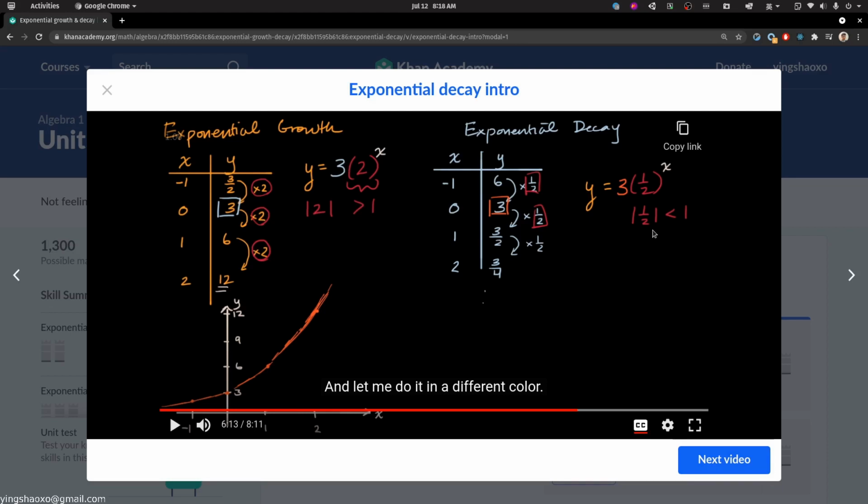But if you have a factor that's less than 1, then each time the new result would be definitely smaller than the previous one. That makes sense. So for the first case, if your factor is greater than 1, it will be a growth function. But if you have a factor less than 1, you would have a decay function. Yeah, that makes sense. So that's it.